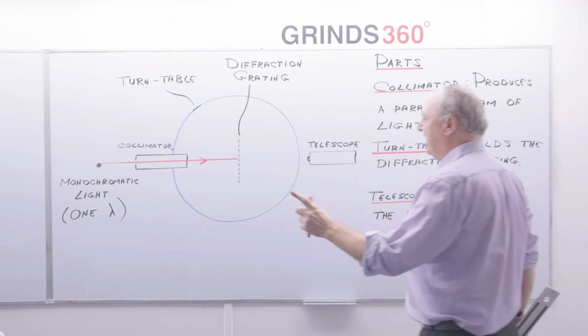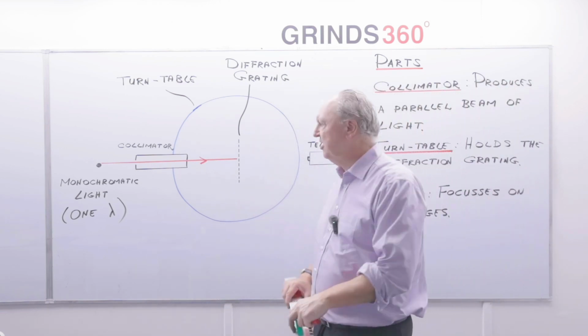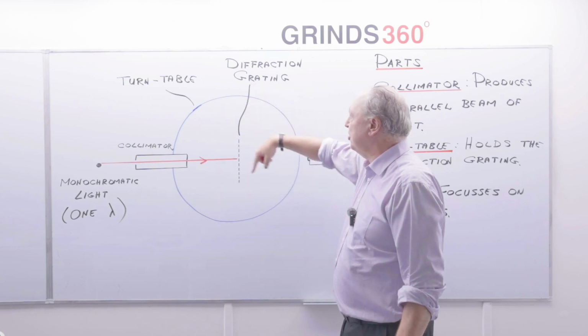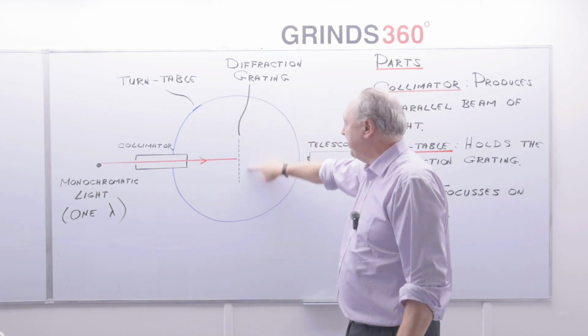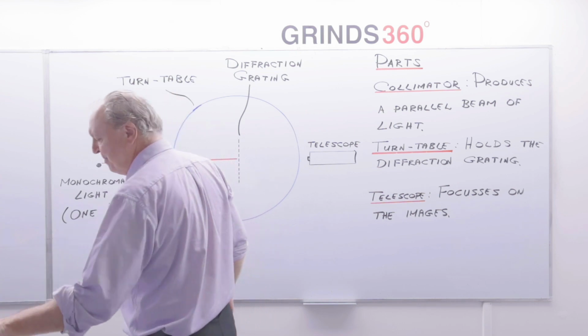And that ray of light should hit the diffraction grating at right angles. So make sure that you adjust your turntable so that that diffraction grating is at right angles to the beam.